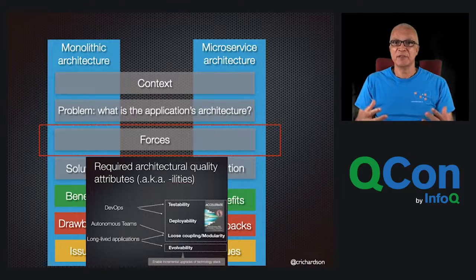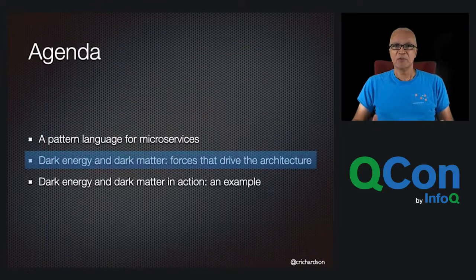For example, the authors of Accelerate describe how testability, deployability, and loose coupling are essential. In addition, if you are building a long-lived application, you need an architecture that lets you incrementally upgrade its technology stack. I now want to talk about the dark energy and dark matter forces, which are a refinement of these architectural quality attributes. These forces are central to the process that I like to use to design a microservice architecture.